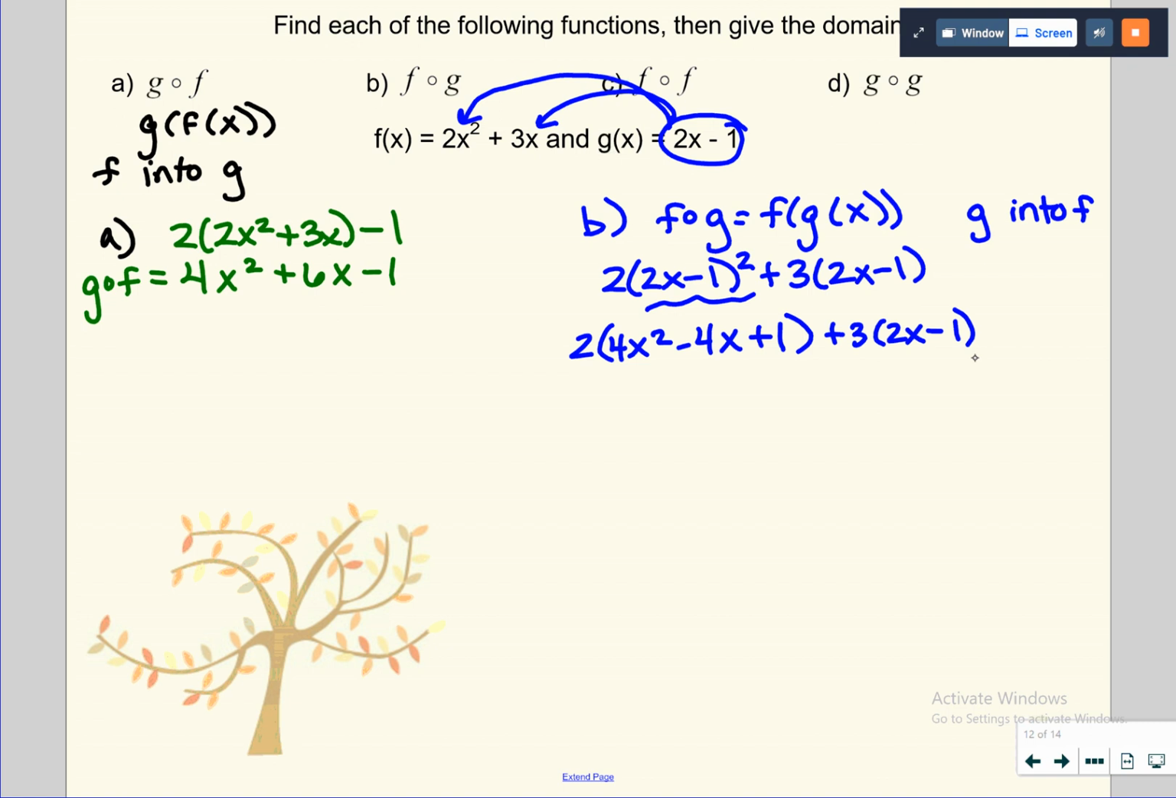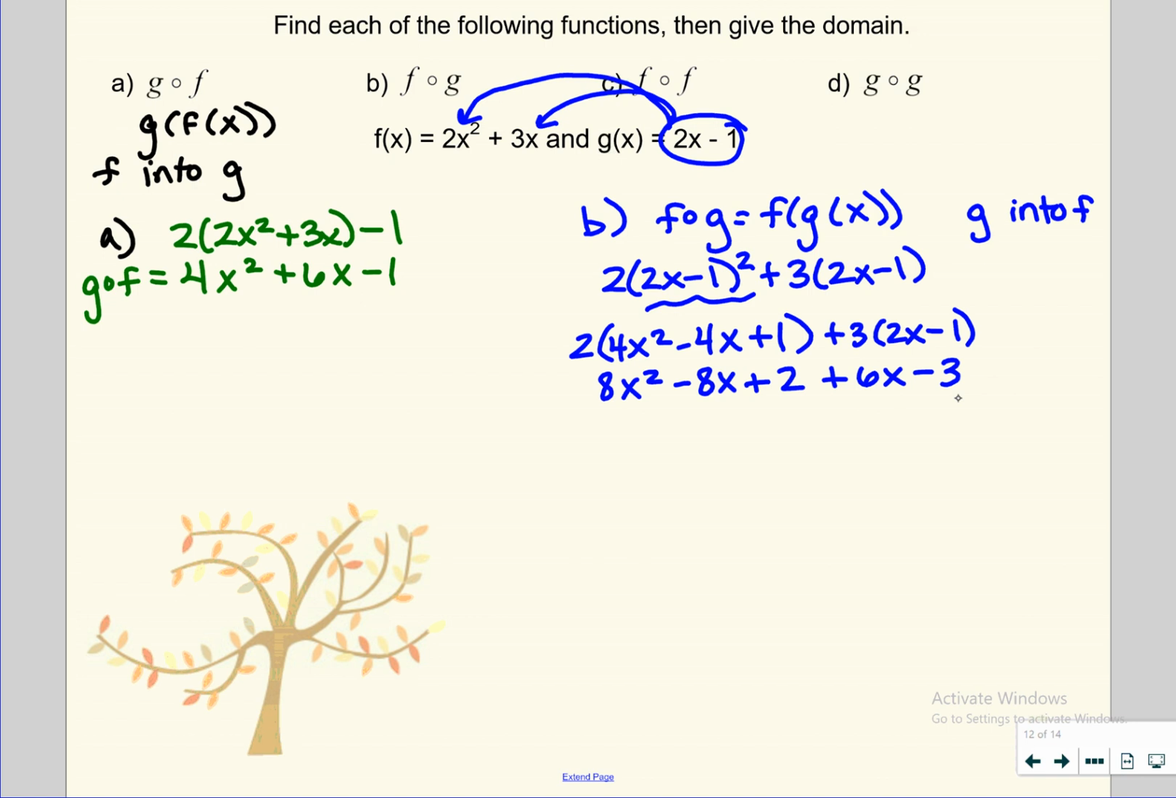Then I can distribute. 8x squared minus 8x plus 2 plus 6x minus 3. And then here I do have some like terms we can put together. So final answer is 8x squared. Negative 8x and 6x give me negative 2x. 2 and negative 3 give me a negative 1. Final answer.